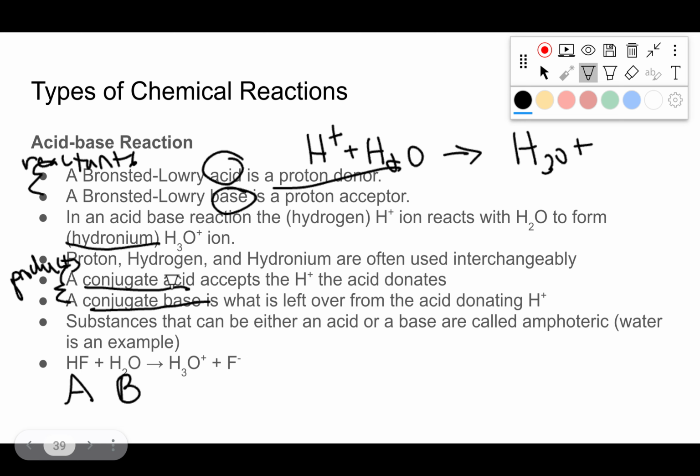If I look over here, the conjugate base is what's left over after the acid donates the hydrogen. So this is going to be the conjugate base. And then the conjugate acid accepts the hydrogen that the acid donated. So water started as H2O. It accepted that H plus ion and became the hydronium ion. So this is my conjugate acid because it accepted the hydrogen from this side. We have to label those things. And then these are called acid-base pairs. So this is my acid and my conjugate base. This is my base and my conjugate acid. You always have acid and base on the left, conjugate acid and base on the right.